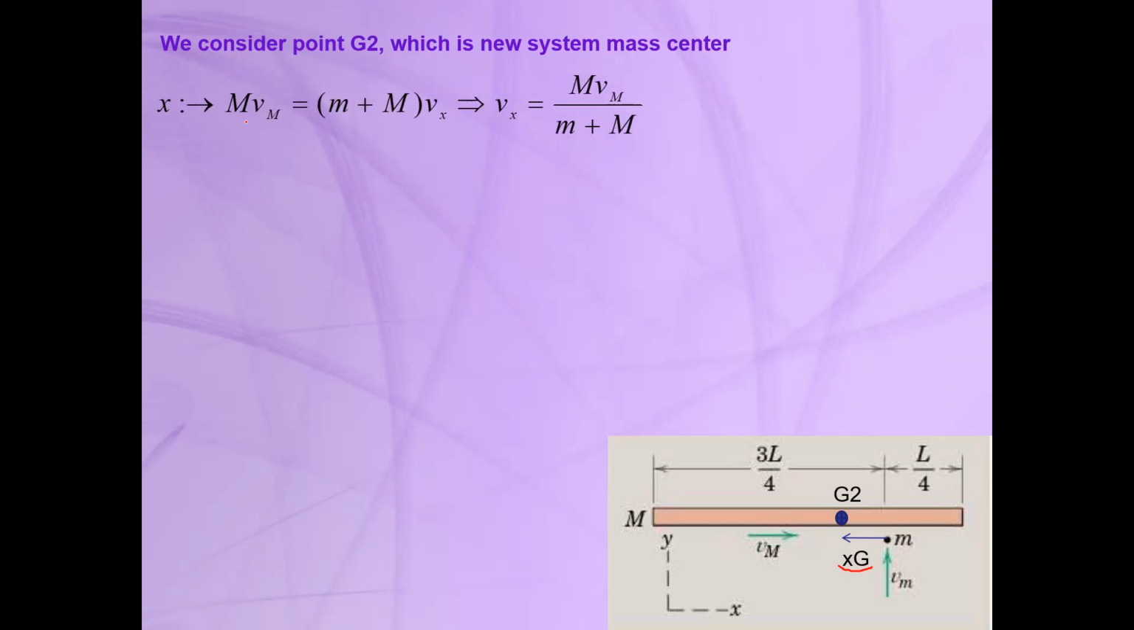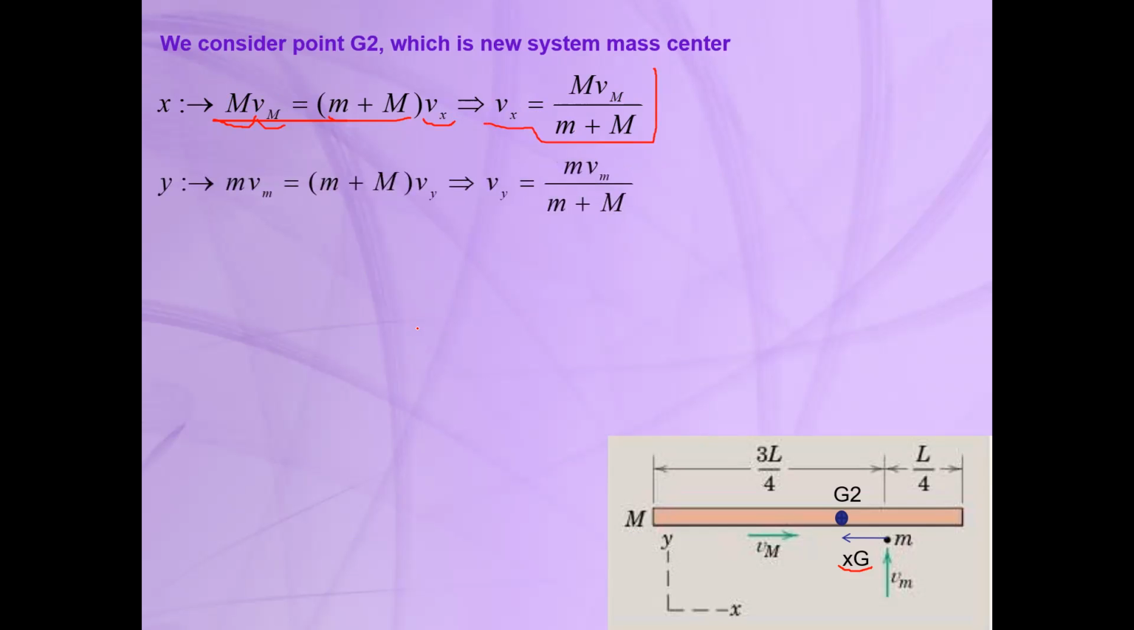So we can write the linear momentum equation in the x direction. It's equal in the x direction before the impact. The initial linear momentum is the mass of the bar times its velocity. And after the impact, we will have the mass of the bar plus the mass of the particle times Vx, where Vx is the velocity of point G2 after the impact. So Vx is equal to M V_M divided by M plus m. So this is the velocity of the mass center in the x direction after the impact.